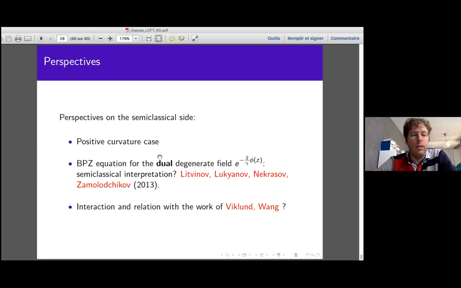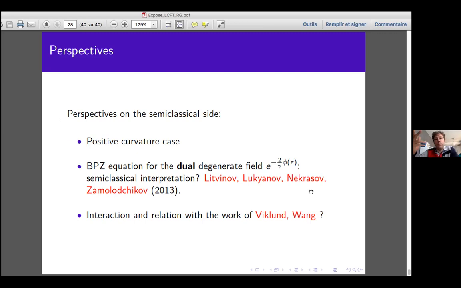Also, I would like to mention that one can get some nice relation on the Liouville action by taking the semi-classical limit and looking at the other degenerate field. There's a duality in conformal field theory: there are two degenerate fields which are kind of dual, and I think that's what led Duplantier to conjecture the duality for SLE, kappa and 16 over kappa. So there's also another BPZ equation for this dual field, and it gives you some kind of Hamilton-Jacobi type equation. This is something I think we can derive, but we didn't really look at it.